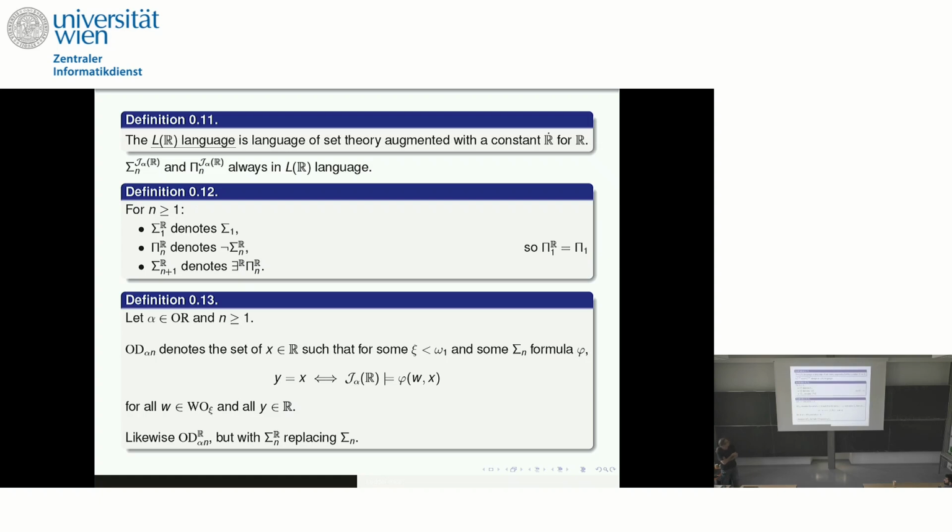Okay, and then OD alpha n, this is generalizing the delta 1n in a countable ordinal. So OD alpha n is the set of reals x such that for some countable ordinal xi, and some sigma n formula phi, for all reals y, y equals x if and only if J alpha R satisfies phi of y and xi. So x is a singleton, which is sort of sigma n in a countable ordinal singleton. Yeah, so that's OD alpha n. You can do the same thing with sigma n replaced by sigma n R, and that gives OD R alpha n.